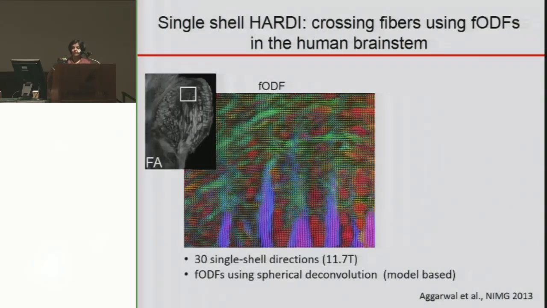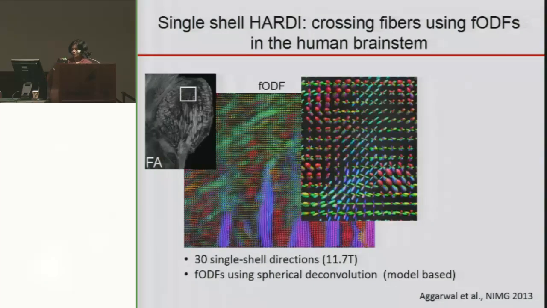And next, this is data from a human brainstem. So here we can see the small region of low FA that is indicated by the white box. And then we can see the zoomed-in view of the reconstructed fiber orientation distributions from HARDI in this region. And now if we further zoom in on a very small area, here we can get a clear picture of the complex fiber orientations that can be resolved in the reconstructed FODFs.